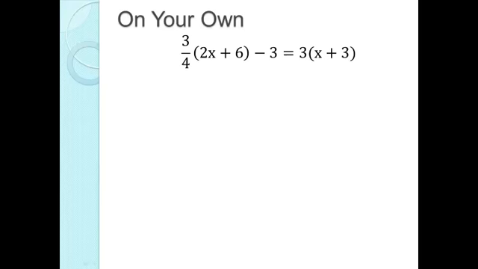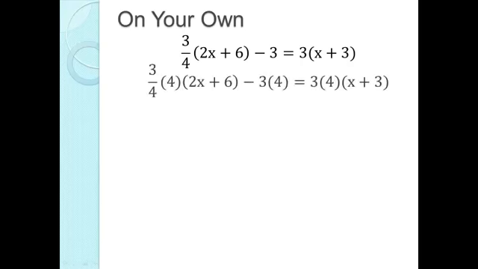Pause the video and try another equation on your own. When you are ready, play the video to check your answer. Since we only have one fraction in our equation, our common denominator would be 4. We are then going to multiply everything not in parentheses by 4.